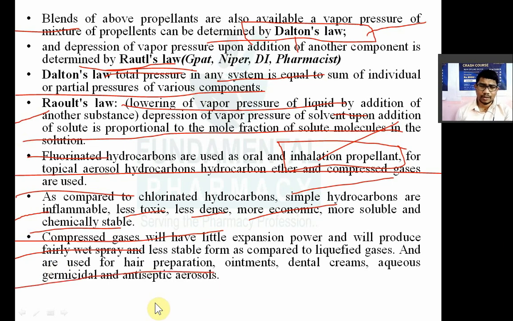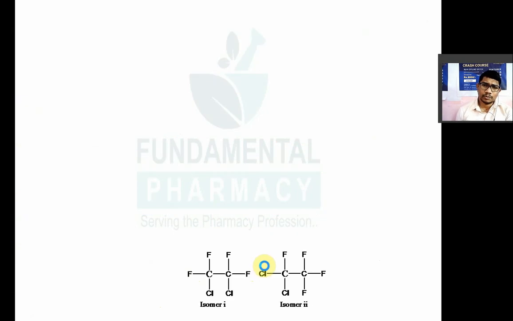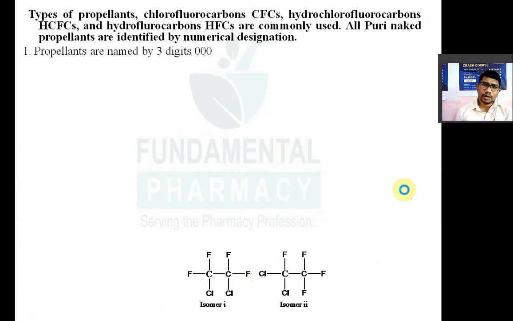Now types of propellants. As I told you, we have seen in the chart the types of propellants: chlorofluorocarbons, CFCs, hydrochlorofluorocarbons, that is HCFCs, and then hydrofluorocarbons, HFCs. Chlorofluorocarbons known as CFCs, hydrochlorofluorocarbons known as HCFCs, and hydrofluorocarbons known as HFCs. They are commonly used.